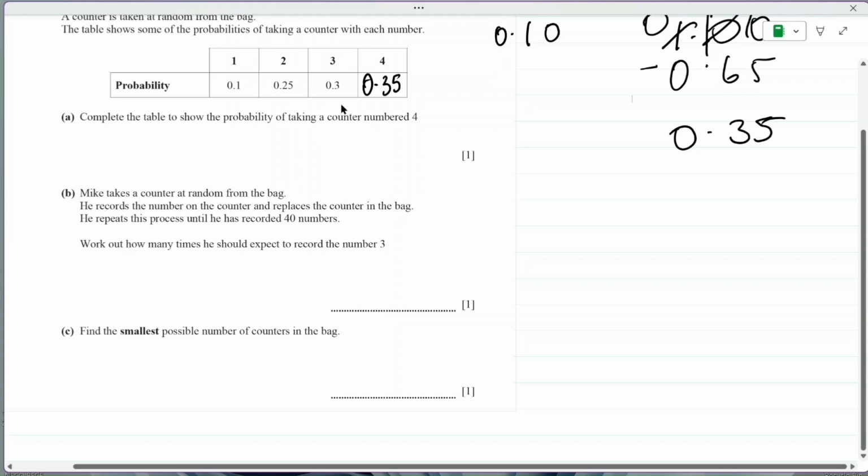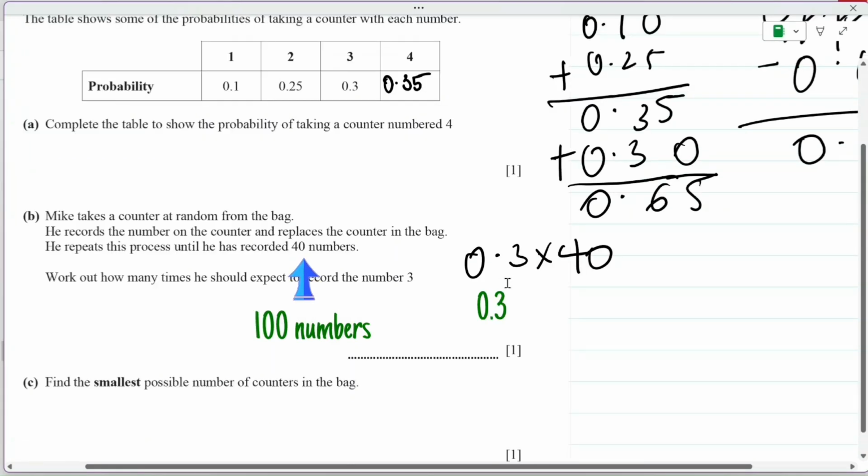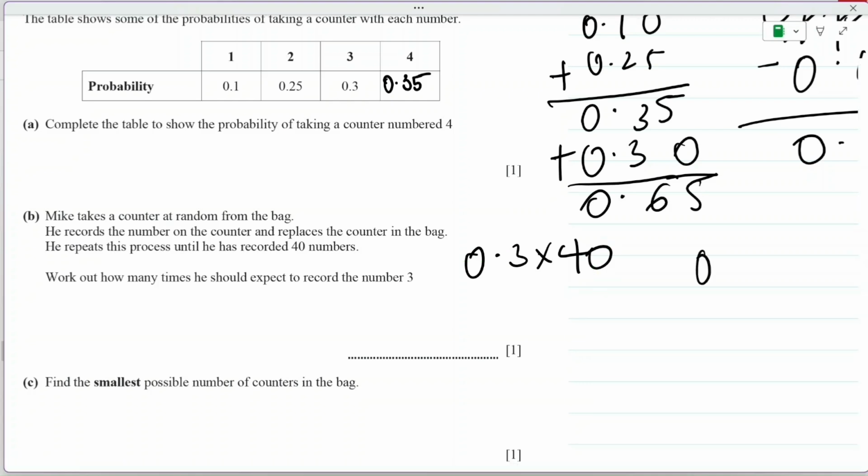To record the number 3, we use the probability of 3, that's 0.3, and multiply it by the total number of times you took out the counters. So your answer is 0.3 times 40. If it were 100, you would multiply 0.3 times 100. Whatever this value is, this probability represents its share of the total. So 0.3 times 40. If you're very good with this, you can take the decimal out from the 3 and take a 0 from the 40. So you have 3 times 4, that's 12. But if you're not very good with that style, you can write 0.3 and 40 and multiply.